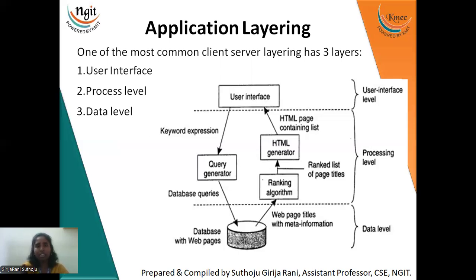We have databases, files, metadata information, everything will be at the data level. So as you can see here, user level, and then in the processing level, you will have n number of combinations happening all the time to provide you service properly, and the required database will be given by the data level.